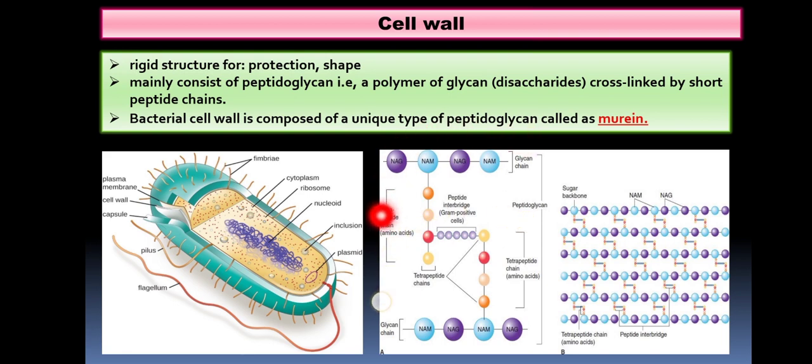So this unique type of peptidoglycan is called murein. In case of archaea, the cell wall also contains peptidoglycan-like molecules, proteins and polysaccharides, but murein is absent. Only bacterial cell walls contain murein. So the peptidoglycan present in the bacterial cell wall is called murein.